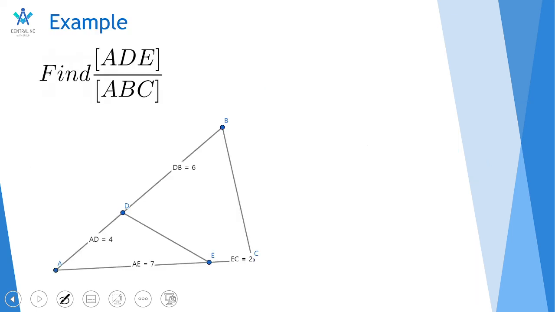Our example here asks us to find a ratio between triangles ADE, so this guy right here, and ABC. It might not be obvious how we can use the law of sines here to do this problem if you have not done this type of problem before, but watch this. Instead of using the literal formula, let's mix it up a little bit.